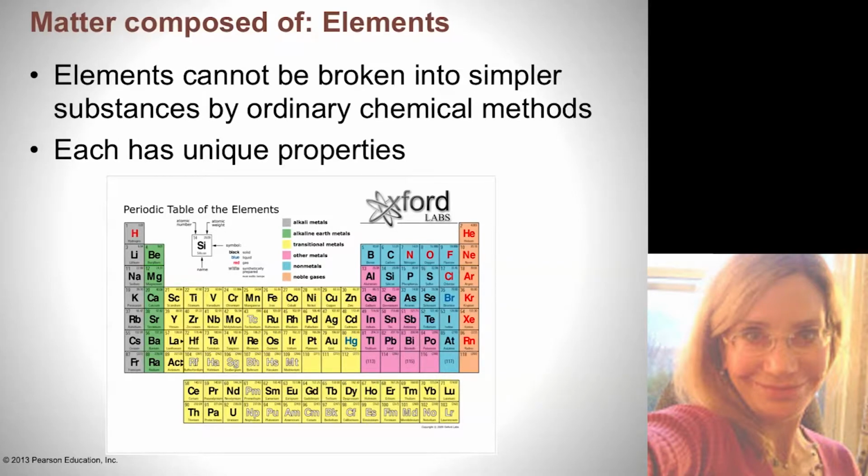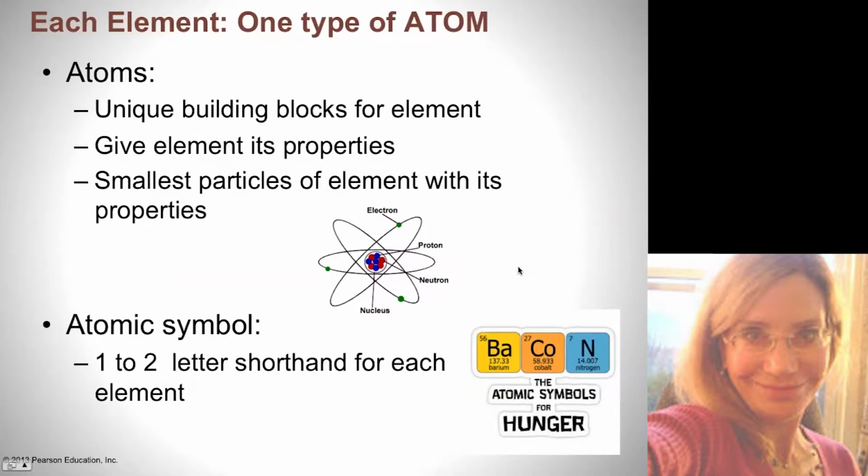Matter is composed of elements. Elements, remember, cannot be broken down into simpler substances by ordinary chemical methods, and each element has unique properties. And here is a representation of the elements in the periodic table of elements, which we will be talking about briefly. Now, each element is composed of one type of atom.